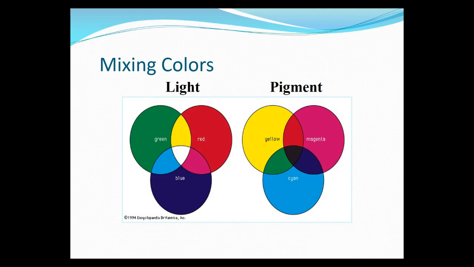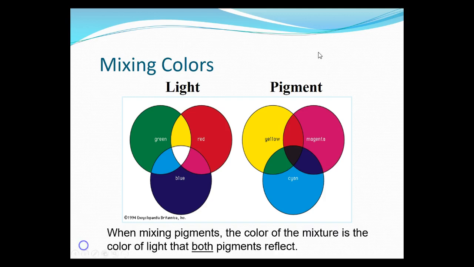Now, what I want you to do is write down, just real quick, a comparison and contrast of what you see between light and pigment. One other thing I want you to know is that when you're mixing pigments, the color of the mixture is the color of light that both pigments reflect. Okay, so this is an interesting thing here.